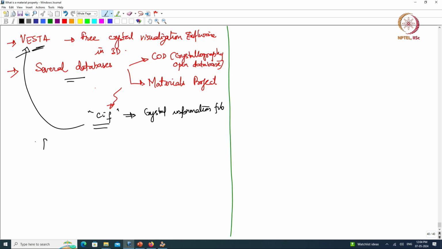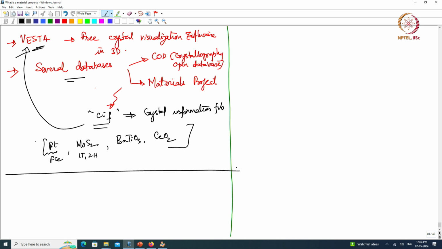You can download some metals such as platinum, which is FCC. Then you can download MoS2, like I said, in the 1T phase and 2H phase, and play around with it. You can download something like barium titanate, or cerium oxide. Just play around with these crystals for now, and later when we come to proper crystal structures you will understand what the different polyhedra are here, what the different point group symmetry operations in this crystal are, and so on. But you can already start downloading and playing with these software. So, that is about the software.